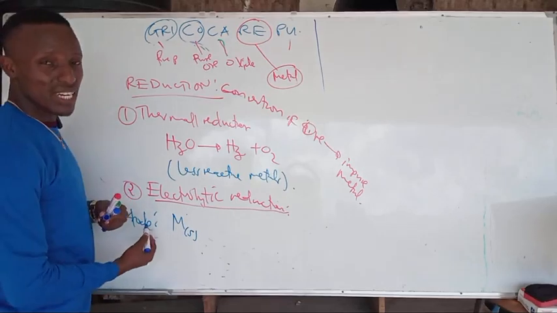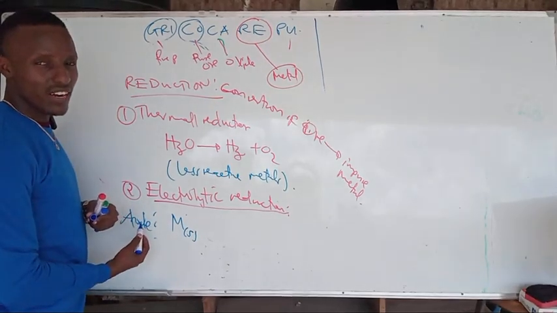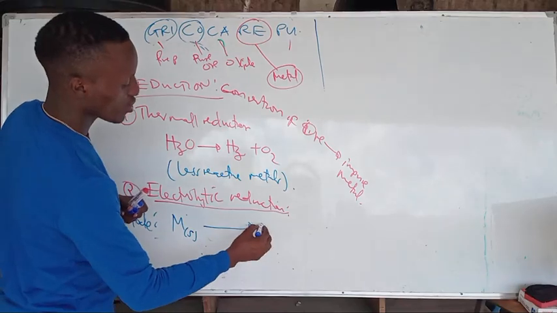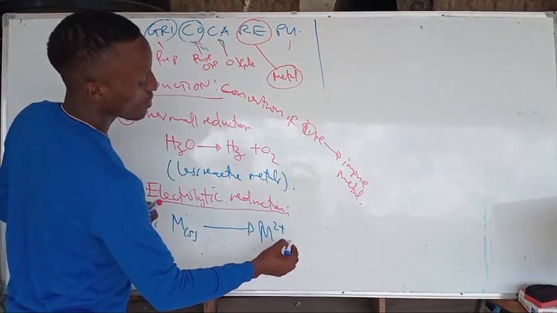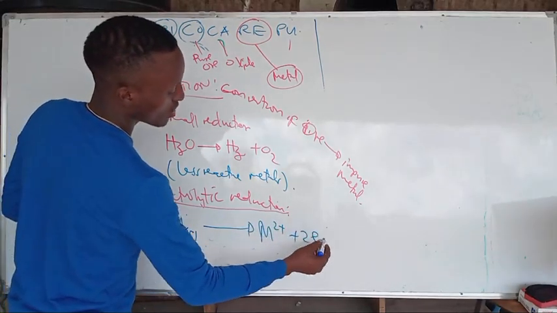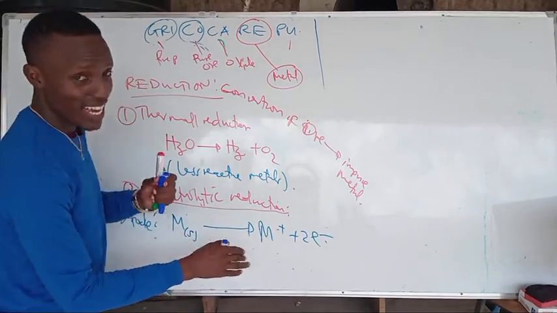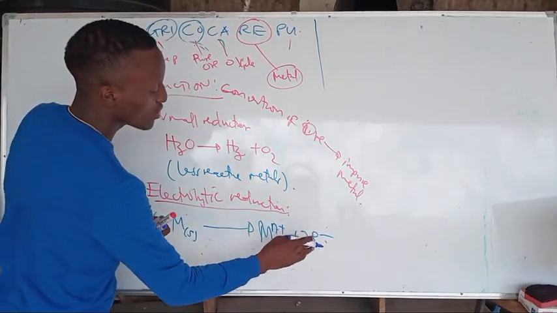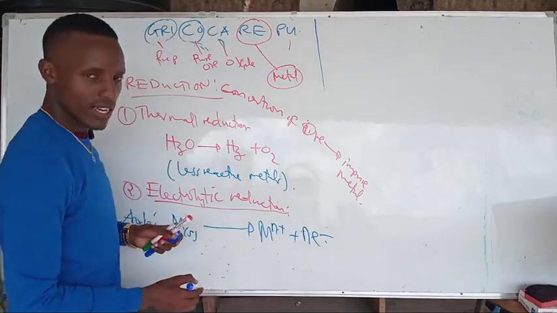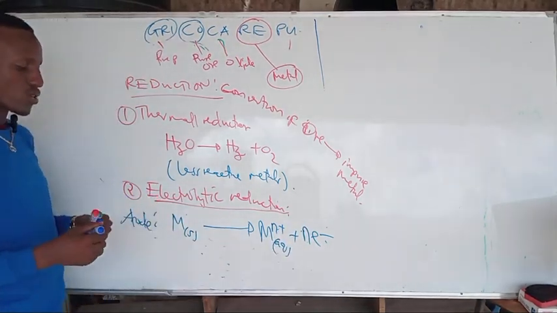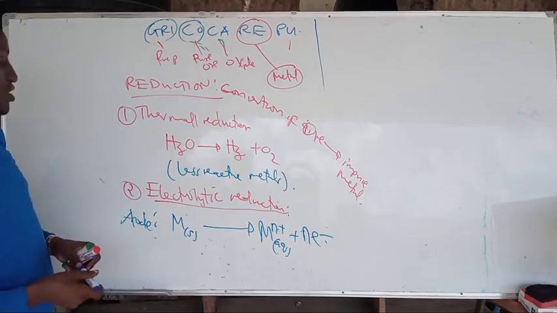So what is happening in the anode is the oxidation. Oxidation is the losing of electrons. So the metal tends to lose, for example, 2 electrons, or a certain number of electrons, even if it is 1. That's what happens. This will be the aqueous, and this is the solid. Okay, that's about the electrolytic reduction.